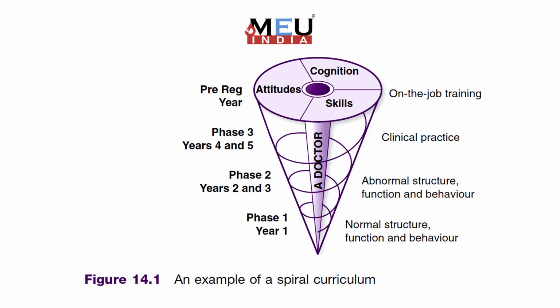Adopter attitudes, skills, cognition. Pre-reg year: on the job training. Phase 3, years 4 and 5: clinical practice. Phase 2, years 2 and 3: abnormal structure, function and behavior. Phase 1, year 1: normal structure, function and behavior.